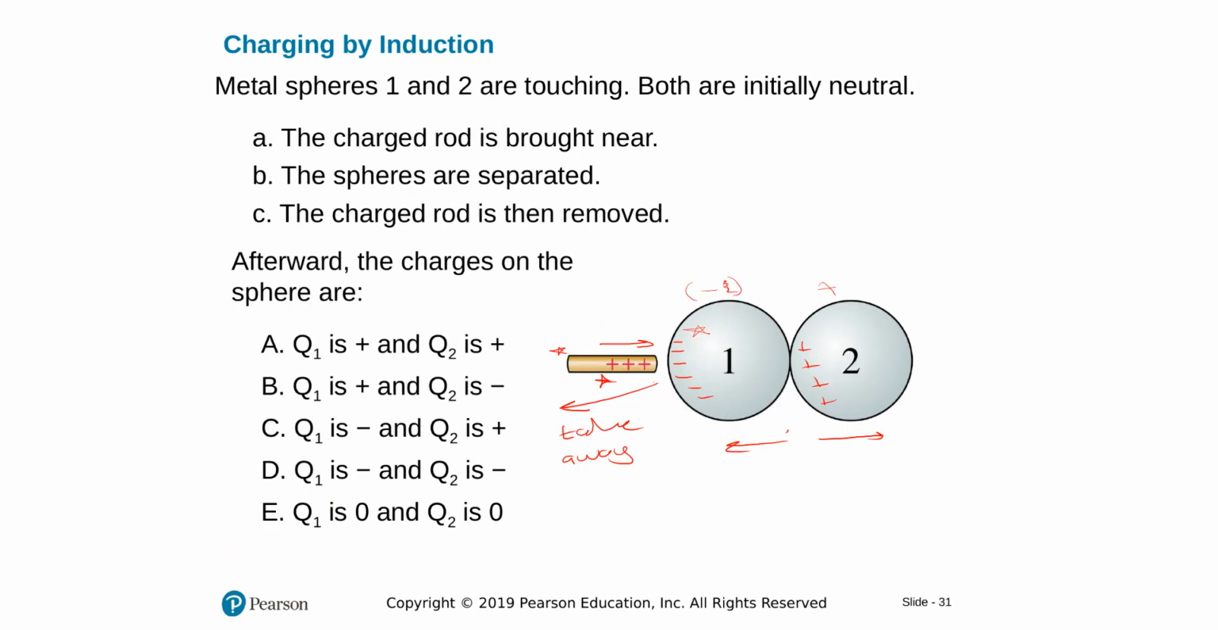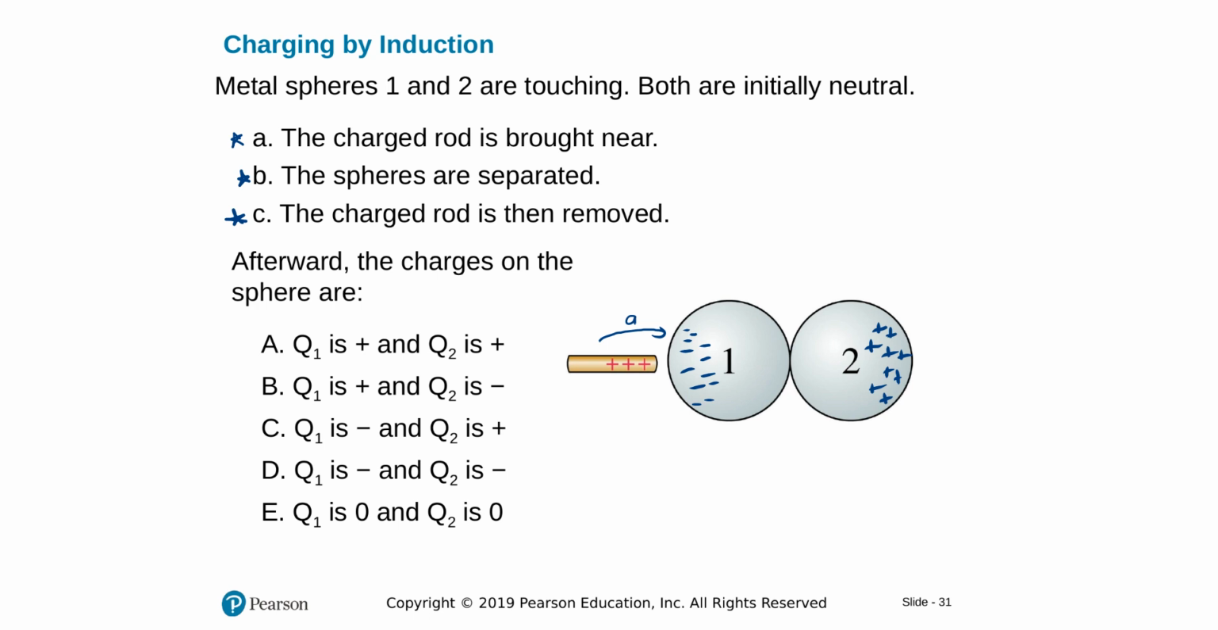This one is similar. In this case, the steps are a little different. The charged rod is brought near, spheres separated, then the charged rod is removed. So I bring this near. That's A. Charges are polarized, negative charges came here. Let's say positive charges went there, or were left alone here, to be more physically correct. Again, if you say it the wrong way and assume positive charges move, the result will still be correct.